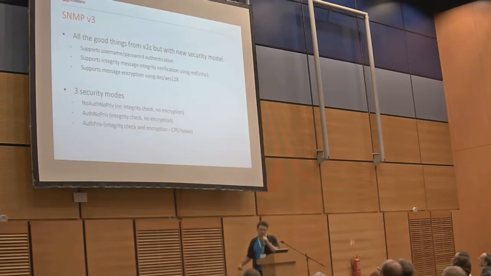And now we finally get to the good stuff, SNMP version 3, which keeps all the good things from version 2C, but with a new security model. So it actually supports full username and password authentication, and integrity message check verification, MD5 or SHA1. It actually supports message encryption, and it has 3 security models. As I said, if we weren't technical enough before, I hope this is getting a bit better by this point. So you actually have 3 security modes.